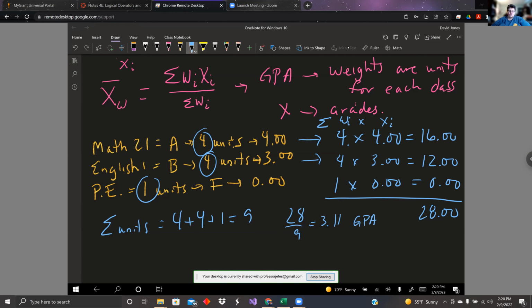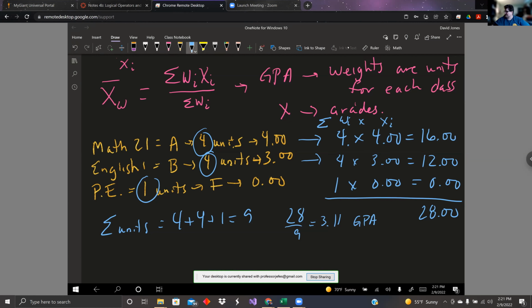That's how they calculate your GPA. And it's cumulative. So each semester it recalculates everything. It adds up the total of this multiplication stuff, and then divides by the total number of units you've taken.